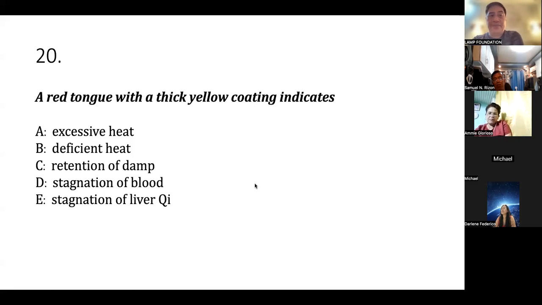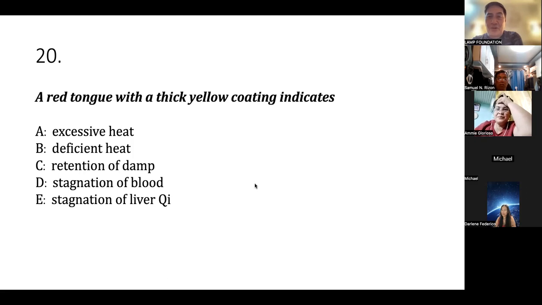Number 20. Ito, master mo na to. Okay, Doc. A red tongue with thick yellow coating indicates A. Excessive heat. B. Deficient heat. C. Retention of damp. D. Stagnations of blood. And E. Stagnations of liver chi. Red tongue with thick yellow coating indicates letter A, excessive heat. Okay, very good.